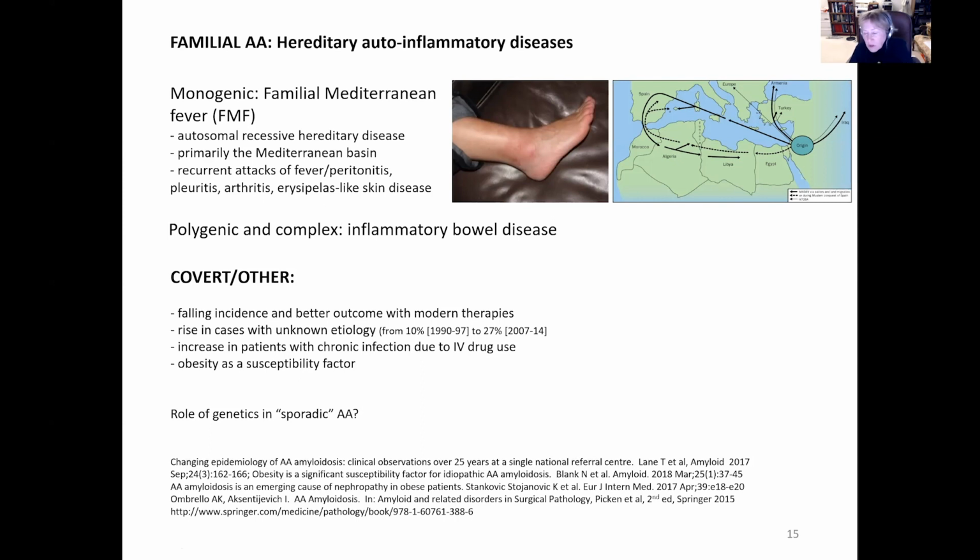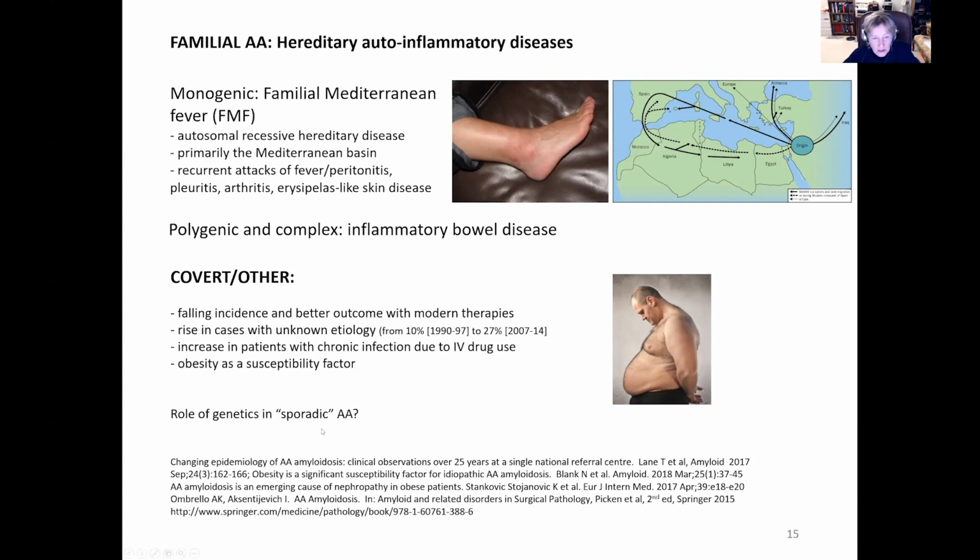With the improvements with modern therapies, of course, the incidence of AA is going down. But at the same time, we see a rise in the number of cases with unknown etiology. And this is data from the London Amyloidosis Center, where they showed that in the more recent decade, almost a quarter of the patients belong to this group. What we see in this country is an increase in patients with chronic infection due to IV drug abuse. But take a look at this. This is an emerging obesity as a susceptibility factor. We may see more AA amyloidosis associated with that.